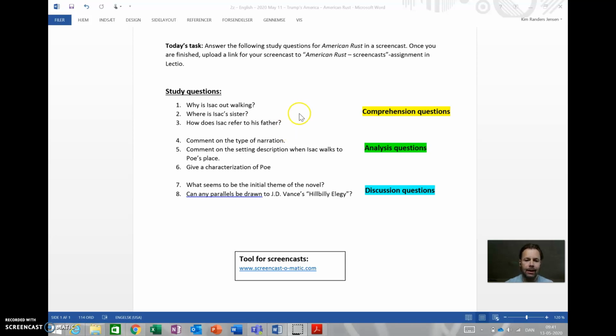All right. Analysis question 6, or the third analysis question. Give a characterization of Poe. Well, a characterization of primary characters in literature, that is literary analysis. And Poe here is a key figure in describing how things are, how the conditions are in these areas of the U.S.